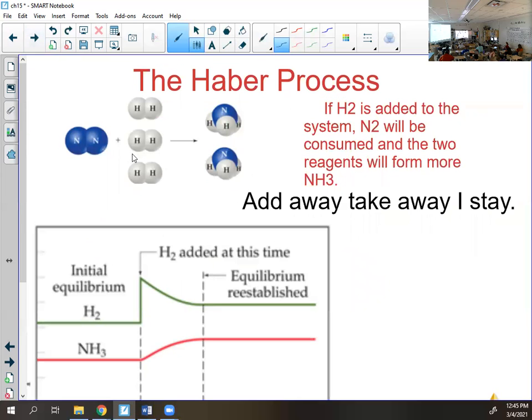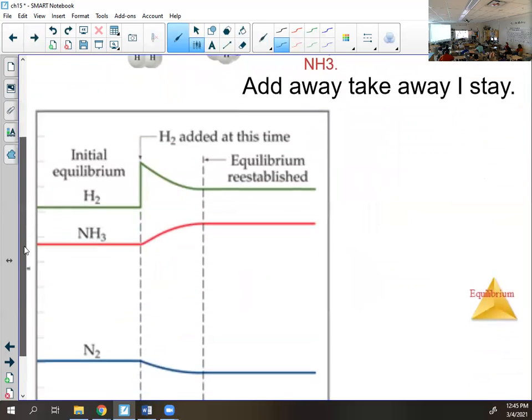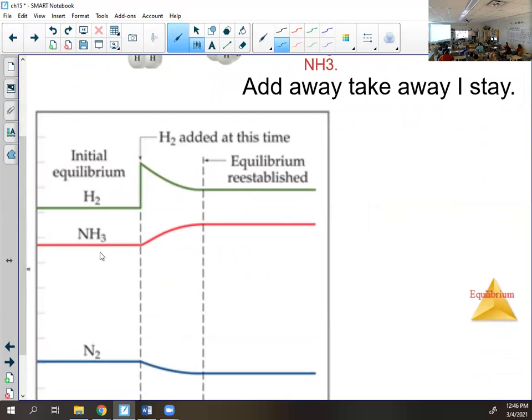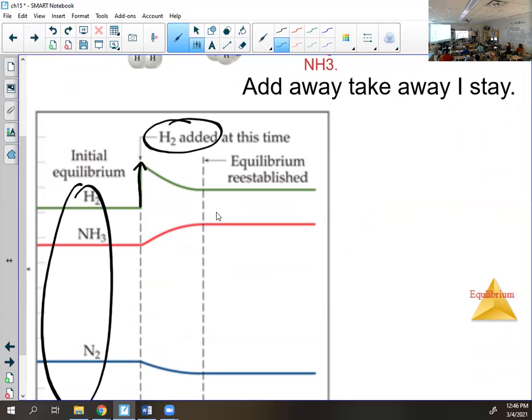So here we have this example. Our H2, NH3, and N2 were at equilibrium right here. If you ever see a vertical line in a graph, that's when we, as the scientists, add a chemical. The reaction didn't just suddenly increase on its own. We opened up the container and we injected more H2. Are you okay with that? If it's a curved line like this, that's the reaction reacting to my change.